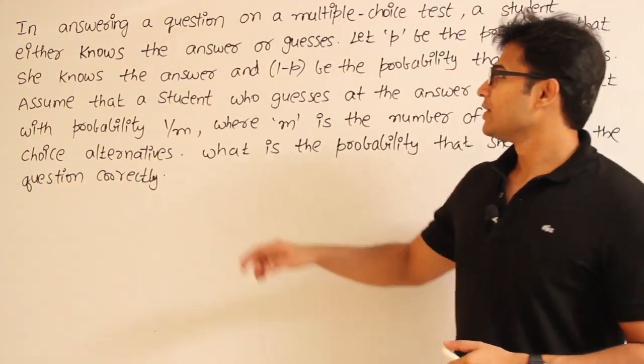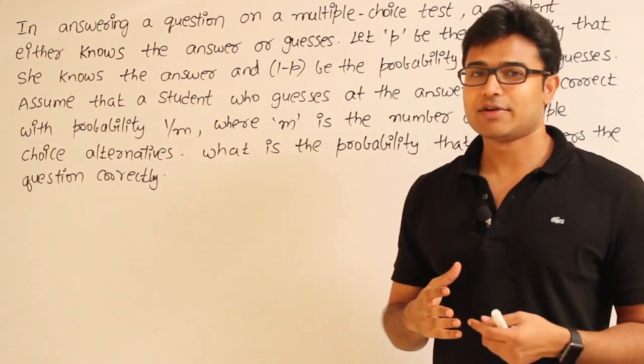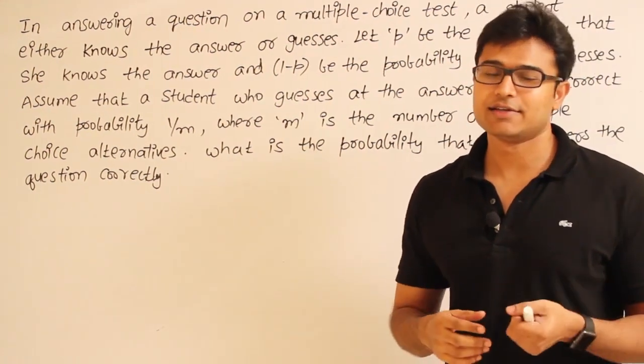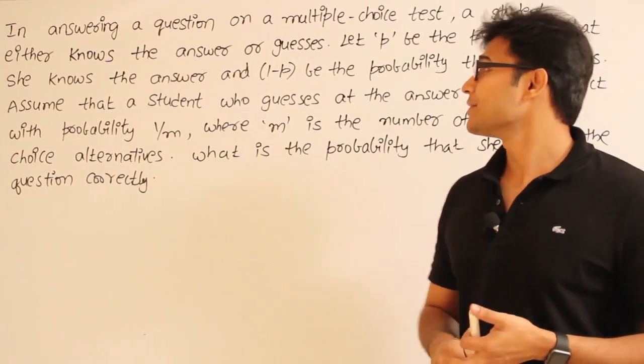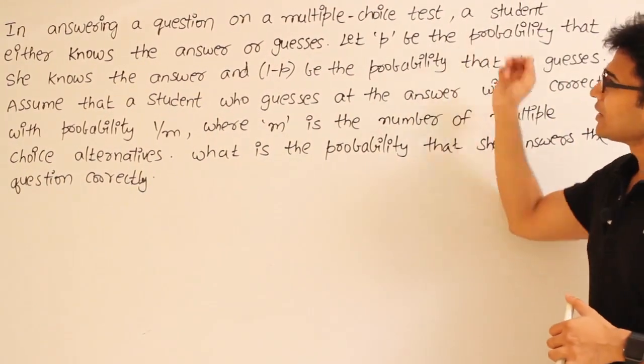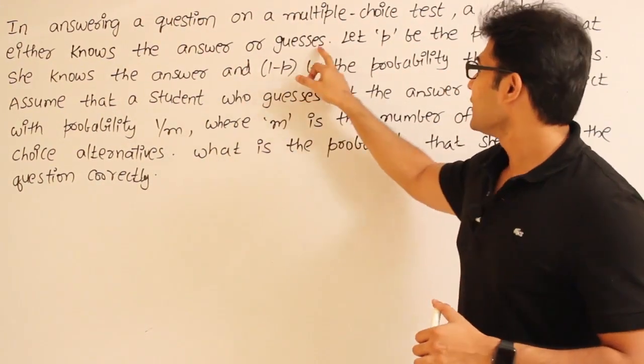See this question. In answering a multiple choice test question, which means the question has multiple choices, just like the GATE exam, option A, option B, option C, option D, and one of them is the answer. In answering such a question, a student either knows the answer or guesses.